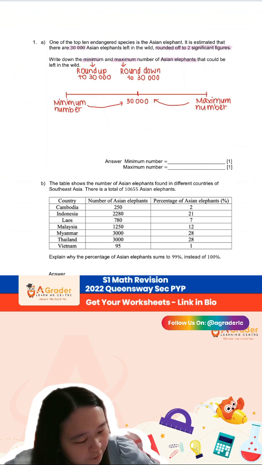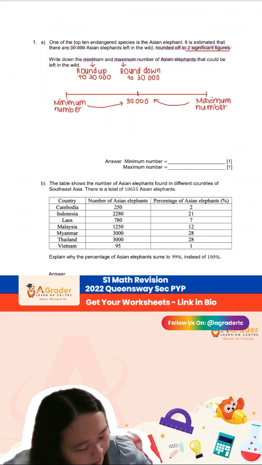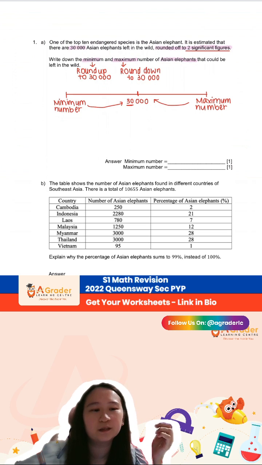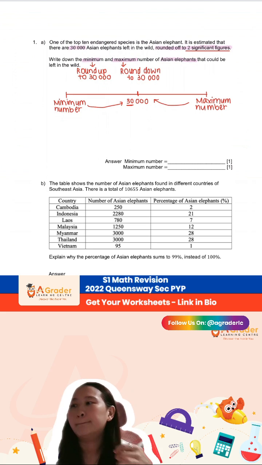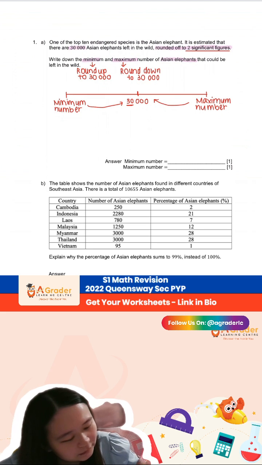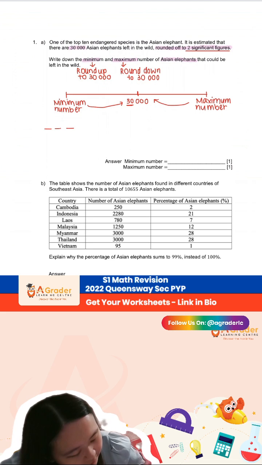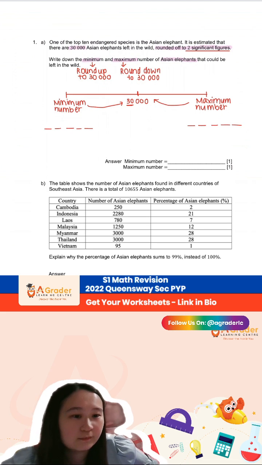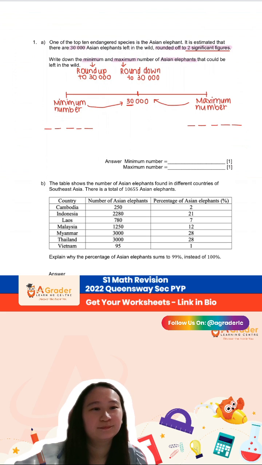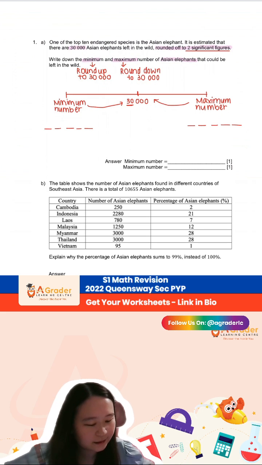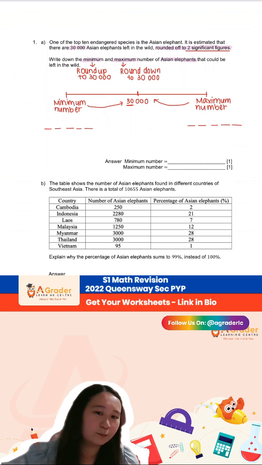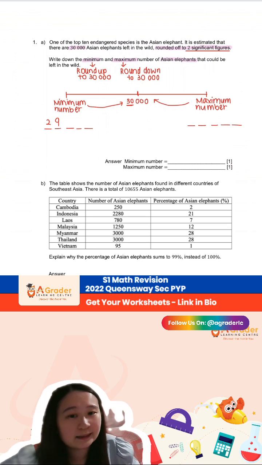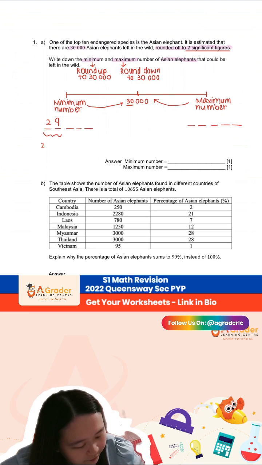So they say it's rounded off to two significant figures. So these are the two significant figures here. The first significant figure is 3. The second significant figure is 0. So it's a 5-digit number, so I draw 5 lines for each of them. Since it's rounded up to 30,000, before it's rounded up to 30, it will be 29,000. So this is your two significant figures.